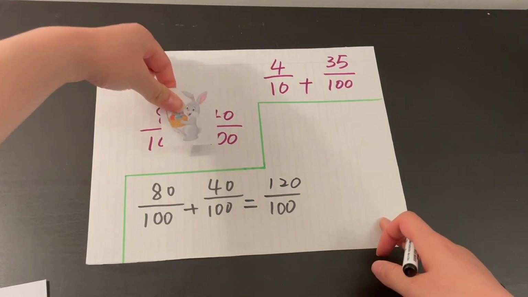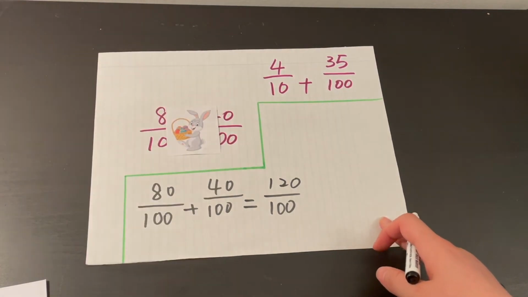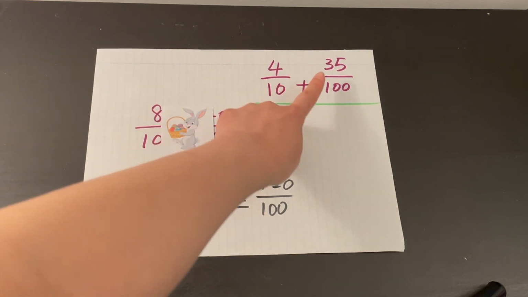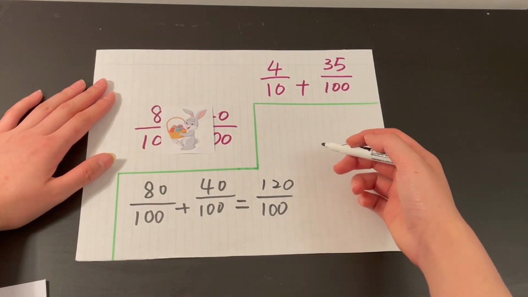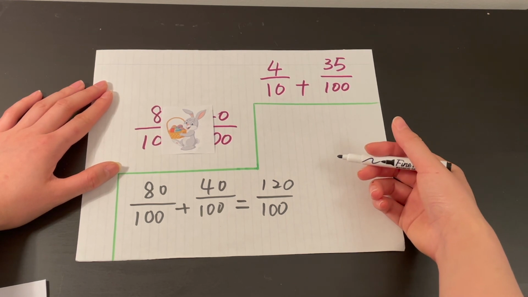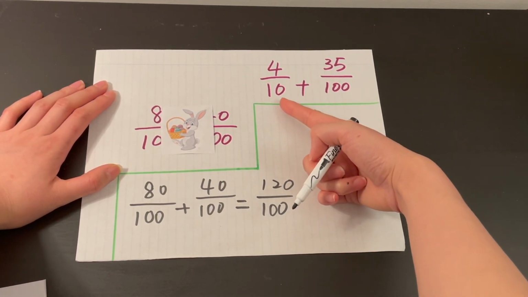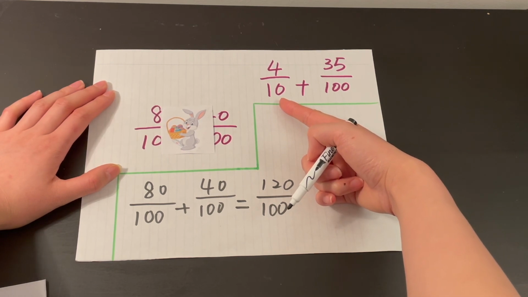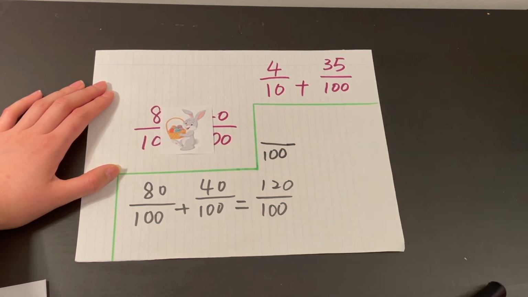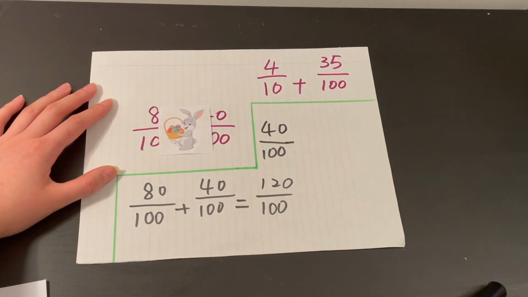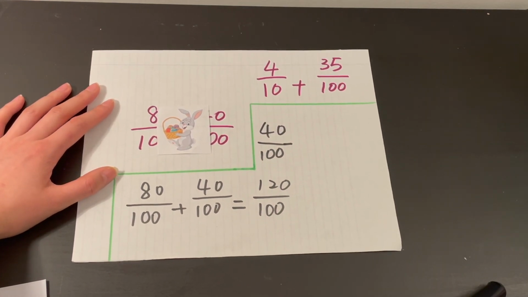Dun, dun, dun, dun. Let's move here. The second question, 4/10 plus 35 over 100. What's the first step? Yes, we need to convert this fraction into a fraction with a denominator of 100. 10. How about the numerator, 4? 4 needs to times 10 too. Great job. 40 over 100.